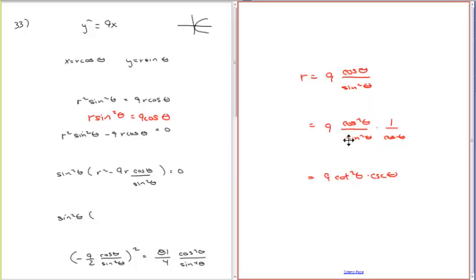Okay. That would be one way of doing it. There's one additional way of doing it here. This would be the same as 9 times 1 over sine squared, which would be cosecant squared of theta, and then you have the cosine in the numerator. So you'd have 9 cosecant squared of theta times cosine of theta. So that would be the equation that is equivalent.